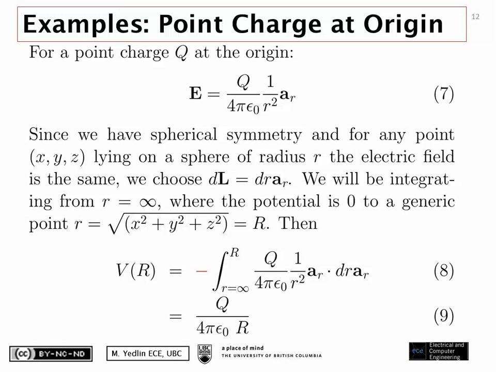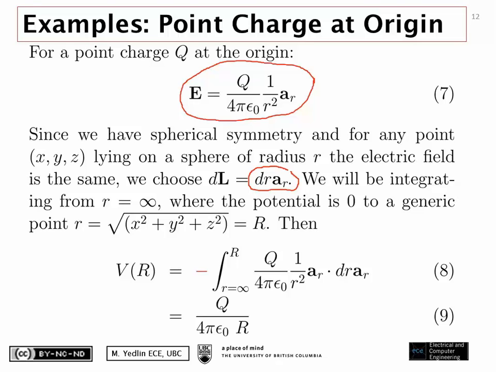Okay, let's do a couple more examples. What's the next one to do? It's a point charge Q located at the origin. From Coulomb's law, we know the field here. We have spherical symmetry, so for any point x, y, z lying on a sphere of radius r, the electric field is the same. So we're going to pick our line element to be a radial line element pointing away from the charge. We're going to be integrating from infinity coming into a point capital R.